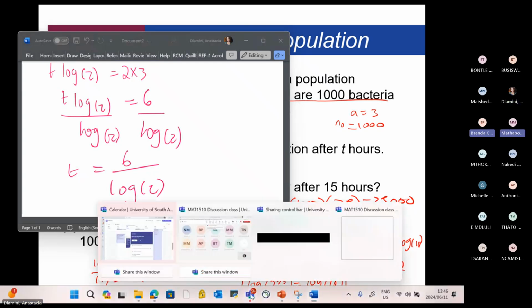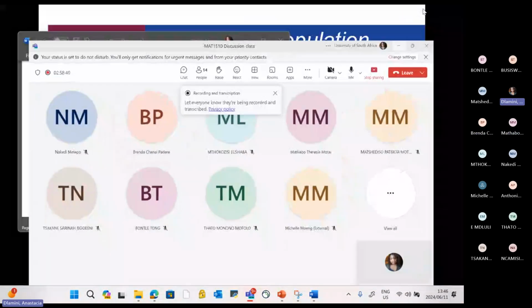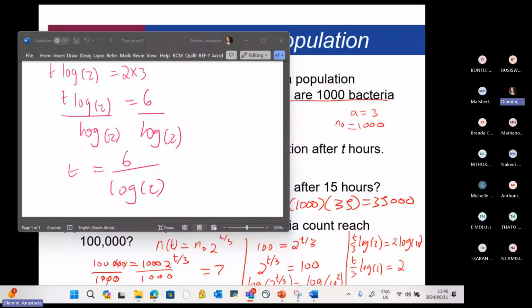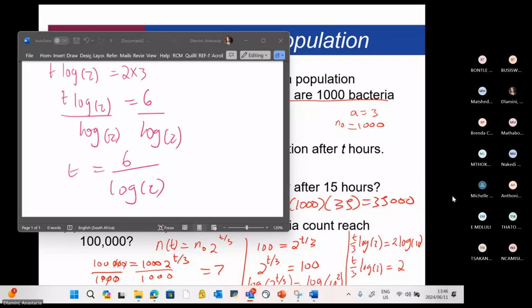Ma'am, can you work this one using ln, please? You can't use ln here. You see, there's no E, right? So let's avoid using ln. If there's no E, avoid ln. If there is an E, then you must use ln. Otherwise, you always use the common log. Are we all together? We even know how this log 10 disappeared, and we remained with 2.